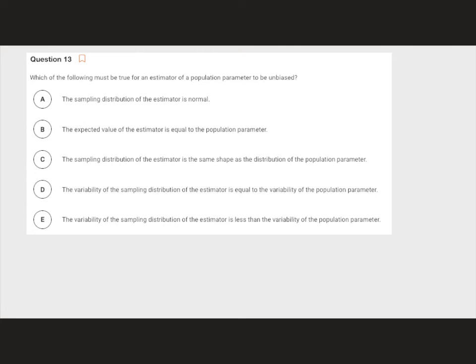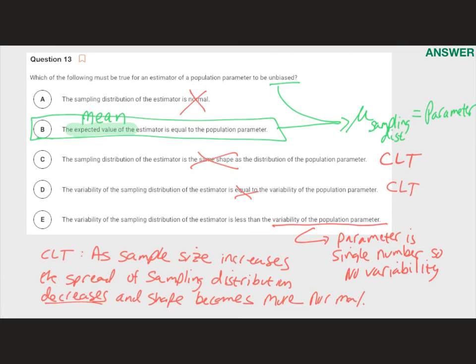Which of the following must be true for an estimator of a population parameter to be unbiased? Third one, this one is basically asking you for the definition of unbiased. Okay, unbiased means that the center of the sampling distribution is the same as the parameter. Notice there's no mean over here. Whatever you're measuring is a parameter.